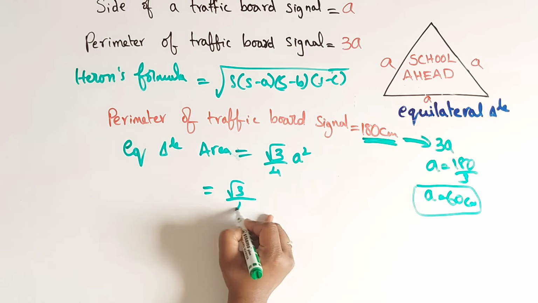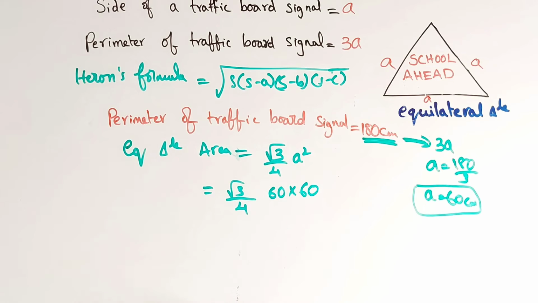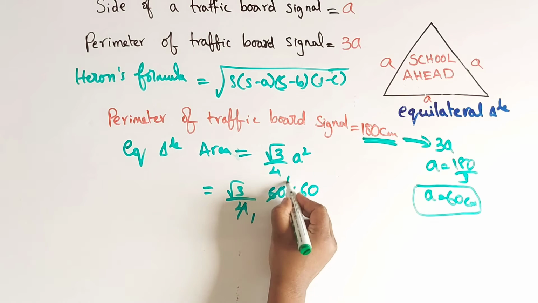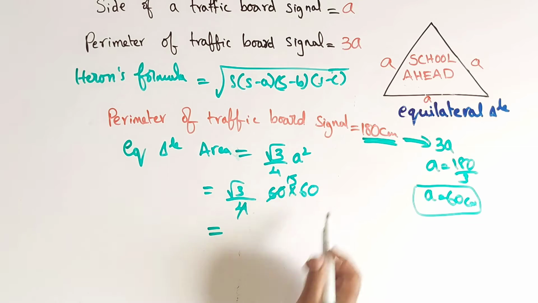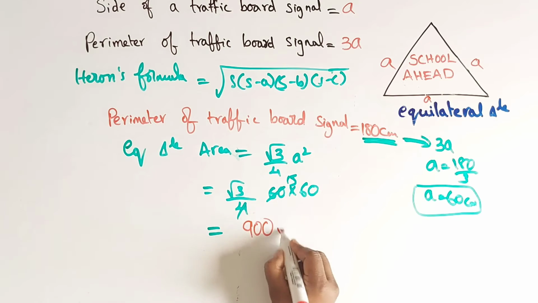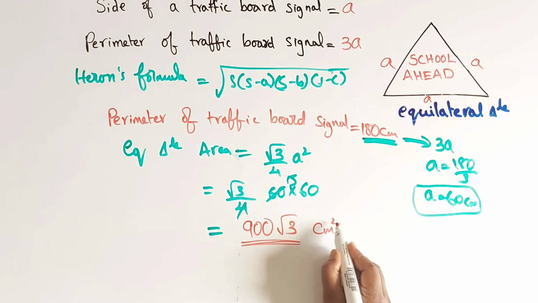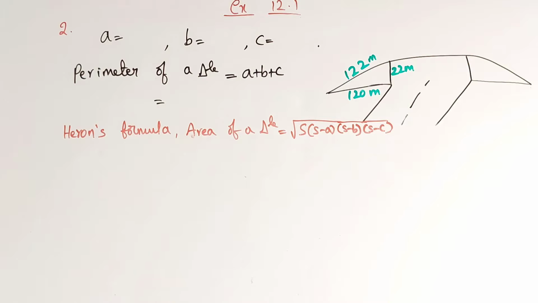Now just put the value here. Root 3 by 4, a means 60, a square means 60 into 60. Correct, children? Now 4 ones are 4, 4 15s are 60. Right? 15 into 60, children, is 900. And root 3 is here. So 900 root 3 square centimeters, because area is in square units. Correct, children?